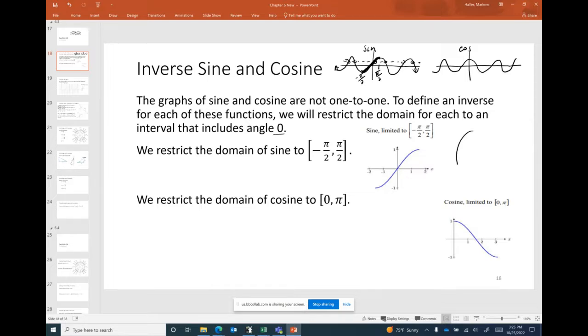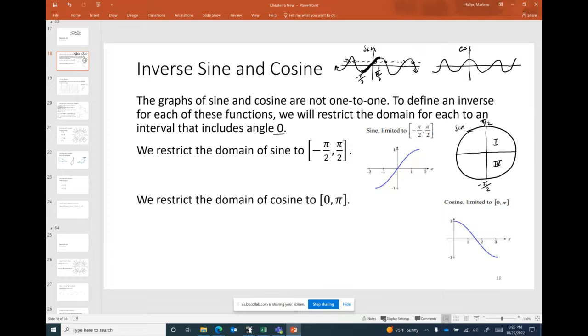If we think about that from the perspective of the unit circle, for the sine, what we're restricting our domain to is quadrants 1 and 2. I'm sorry, 1 and 4. Quadrants 1 and 4. Right? Because up here is pi over 2, and down here is negative pi over 2. All right, so that's for the sine.